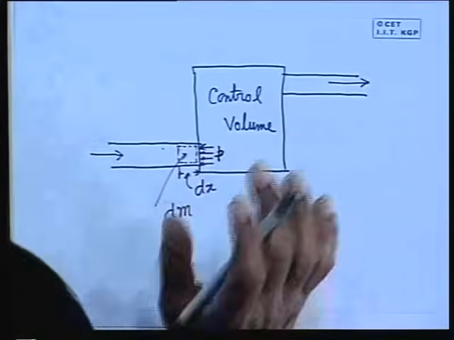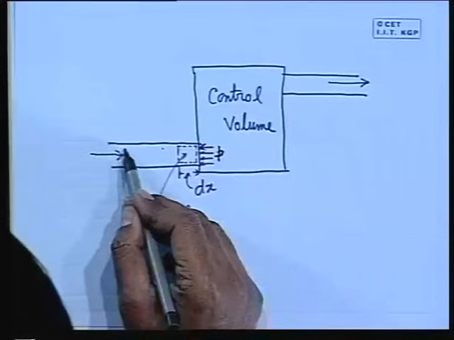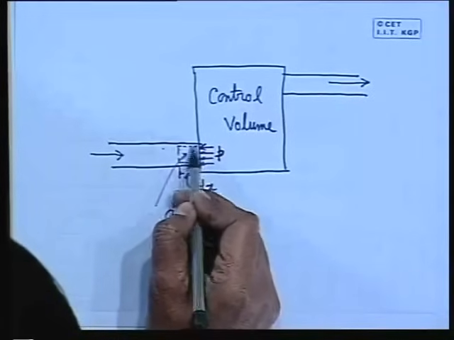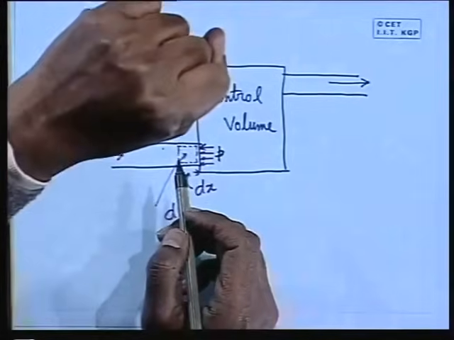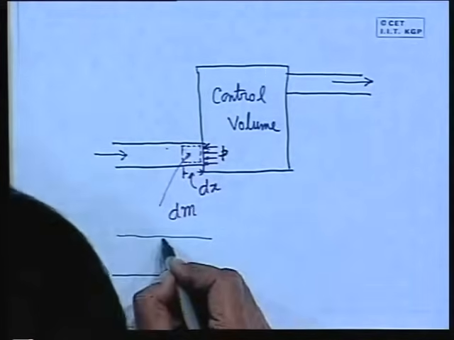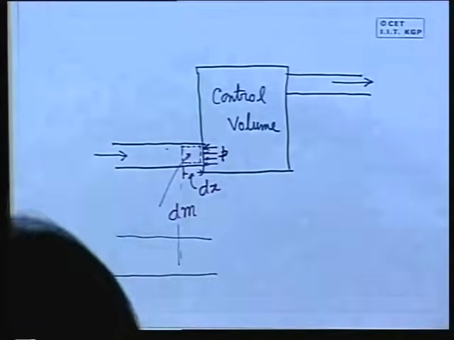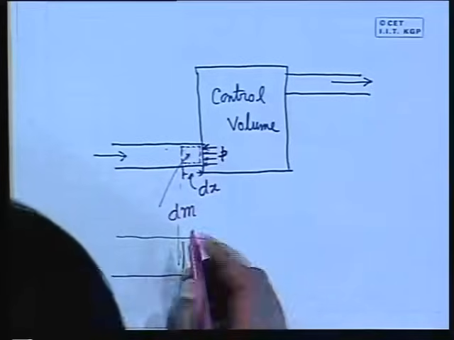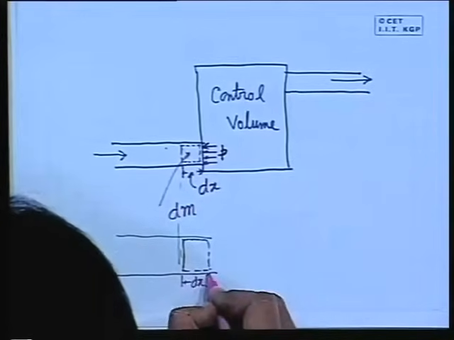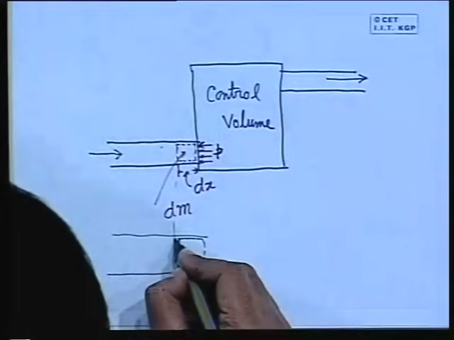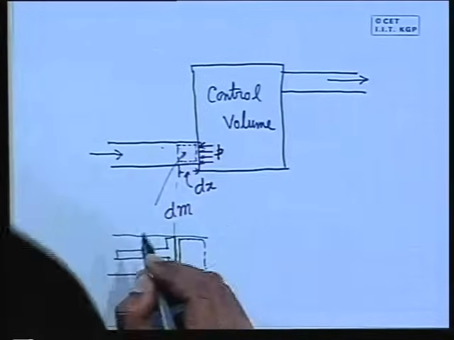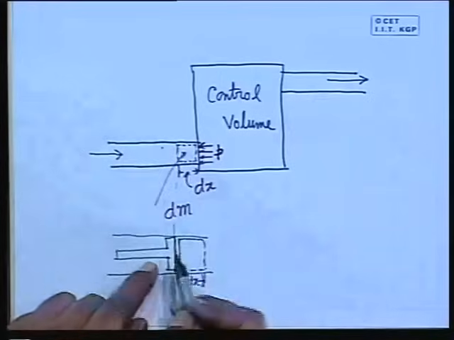Now how to do it? To conceive it for understanding, you can think this way: the fluid on the left side, that means the upstream side of this identified mass, acts as a piston to force it through the control volume. So we can draw the diagram again. We can consider this mass like this, this is dx, and here we can conceive the fluid acting as a hypothetical piston, just for our understanding, which is pushing. This is nothing but the fluid behind, upstream, pushing this mass through.